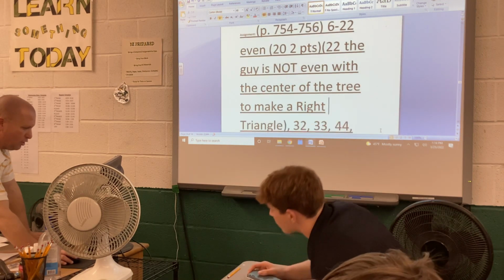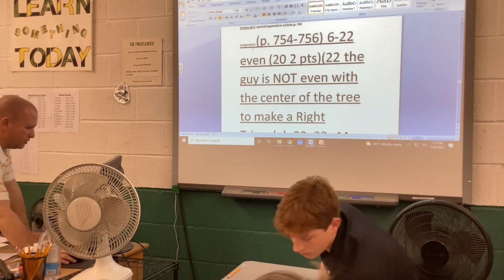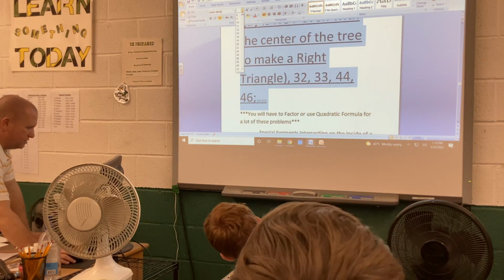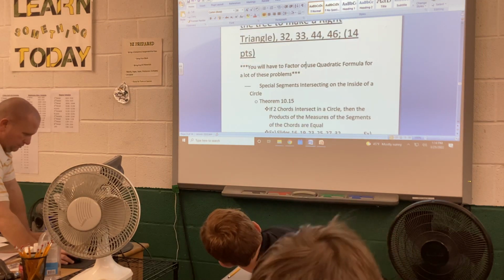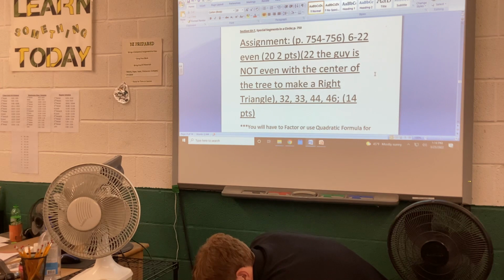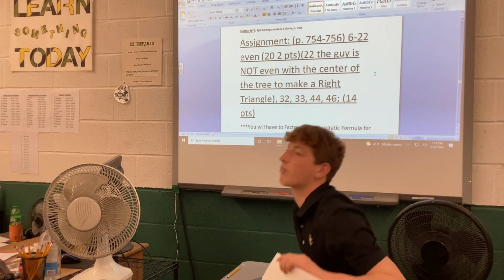If you try to do the homework, the one with the guy next to the tree, it kind of explains it right here in these directions. So if you're going to do number 22, make sure that you understand that the little guy isn't equal to the tree. You'll understand when you get there.